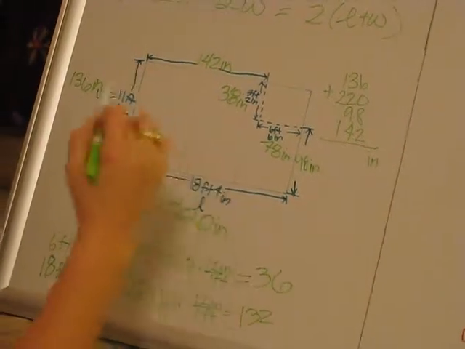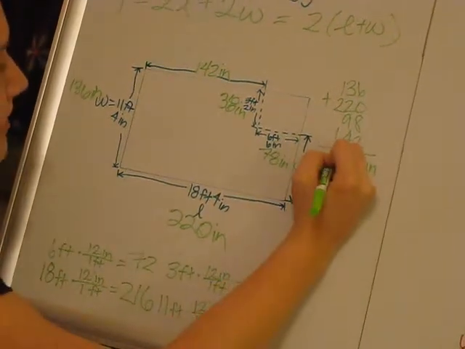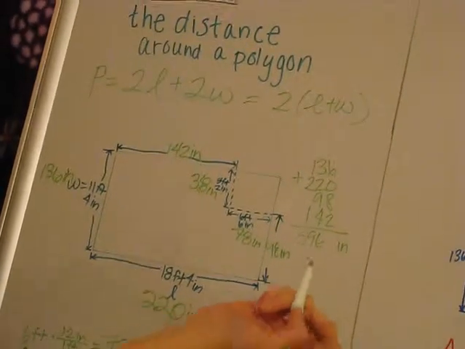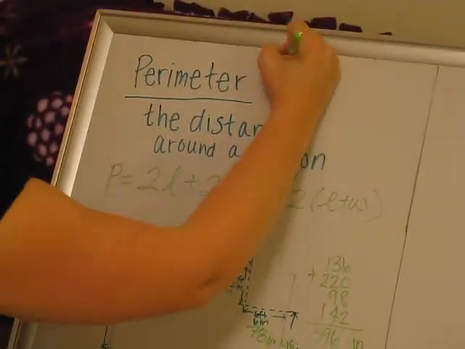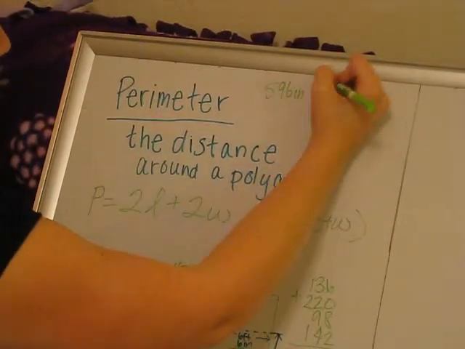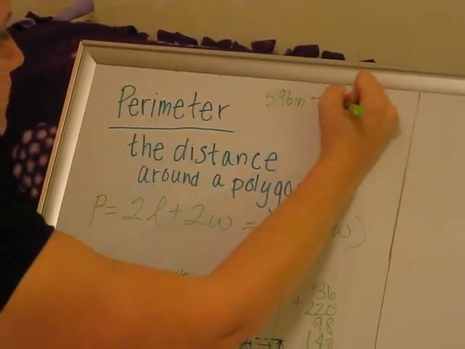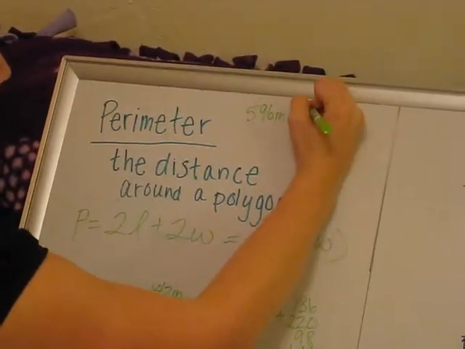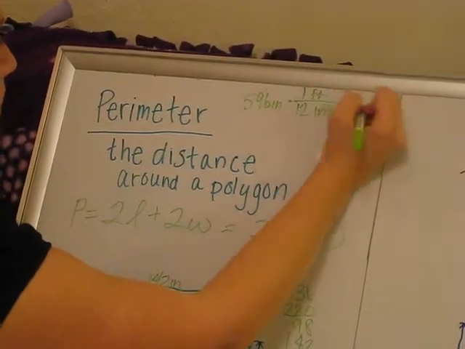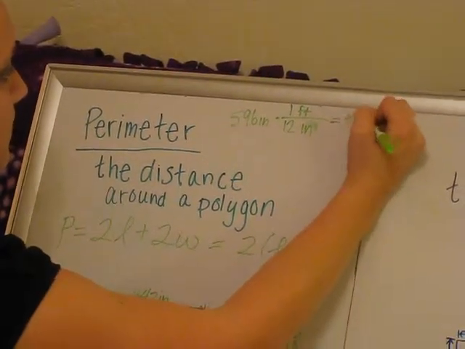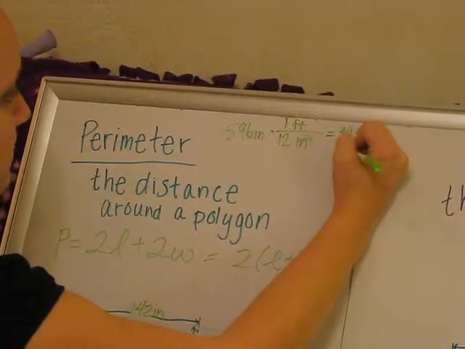So when we add all the dimensions together, you get 596 inches. So when we convert it back, you have 12 inches in 1 foot. So when you divide, you get 49 feet and 8 inches.